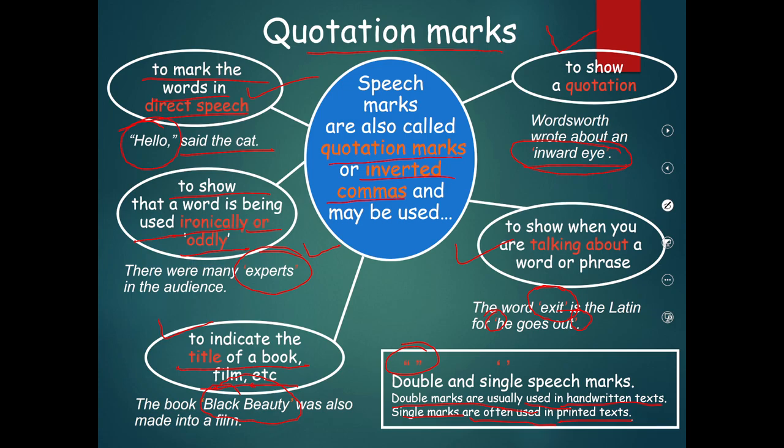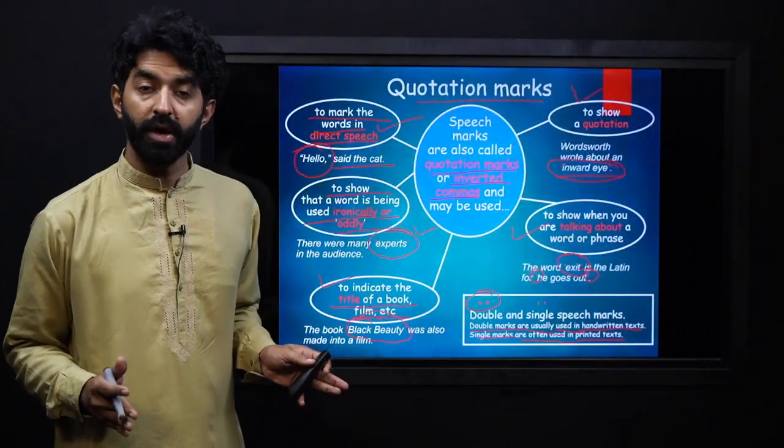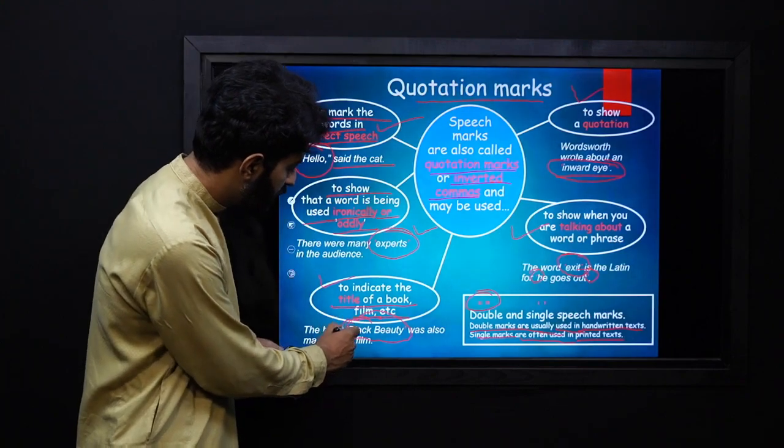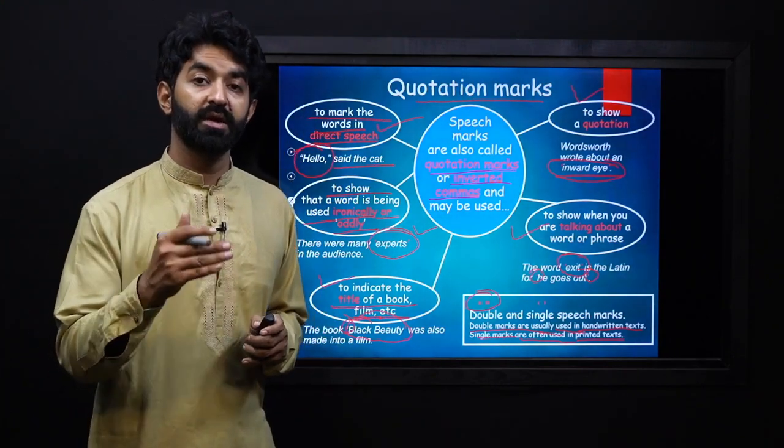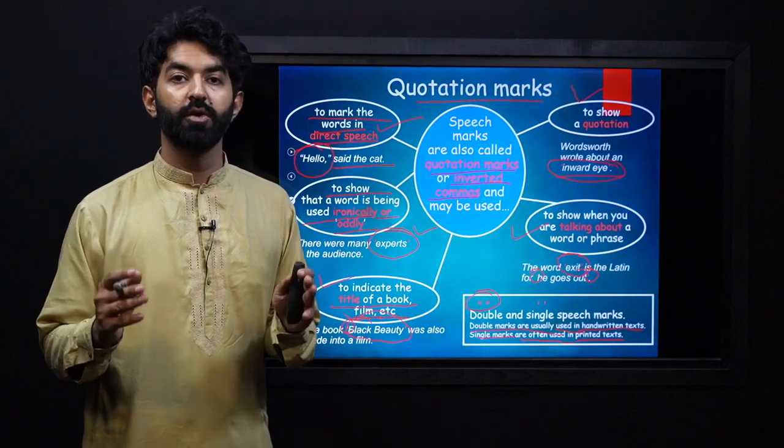So like here, if you are mentioning the title of a book, you can see that we used a single quotation mark. Whereas when we are quoting, when we are giving direct speech, when we are quoting someone, we use the double quotation marks.